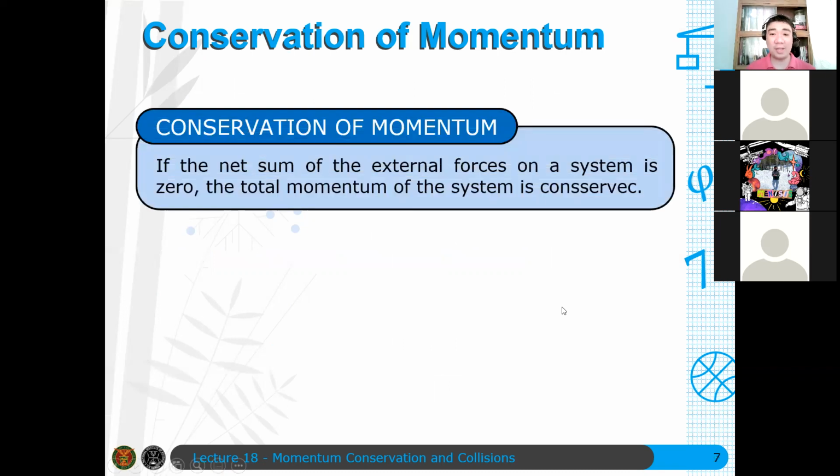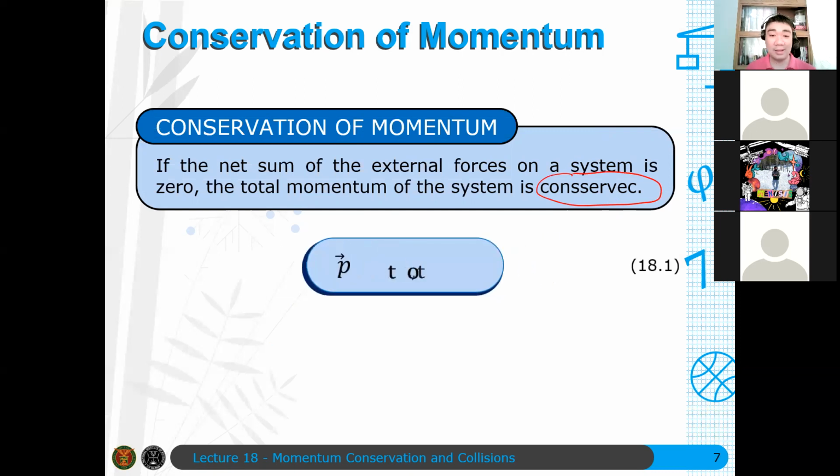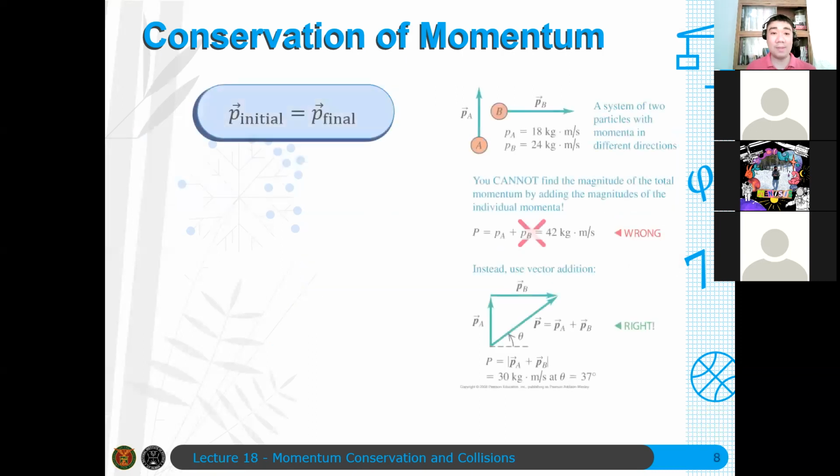So the conservation of momentum statement is: if the net sum of all the external forces on a system is zero, then the total momentum of the system is conserved. That is, P total initial is P total final. Some important notes here: the P total is the net sum of all the momenta, initial and final.